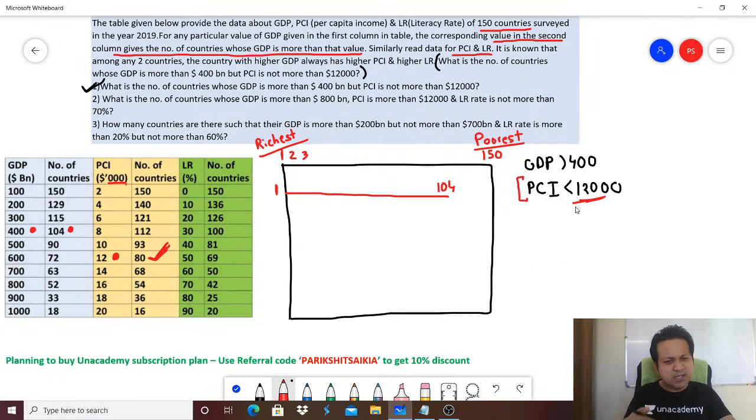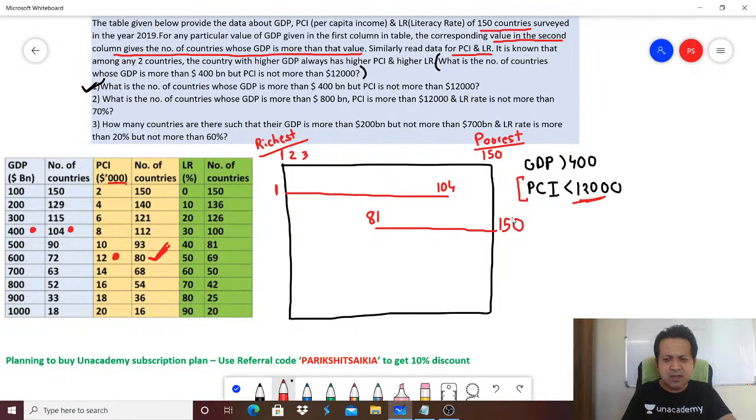So what will I do? Just the reverse. If 80 countries have PCI more than 12,000, the remaining countries: in total how many countries did I survey? 150. So how many remaining countries are there? 150 minus 80, which is 70. So these must be the bottom 70 countries of the world. When I say bottom 70 countries, it must be from rank 81 to rank 150. Perfect.